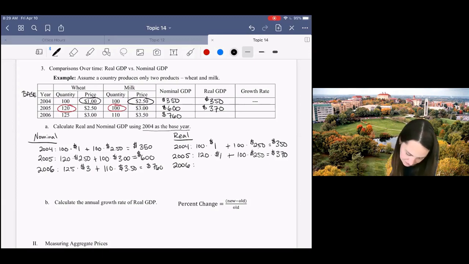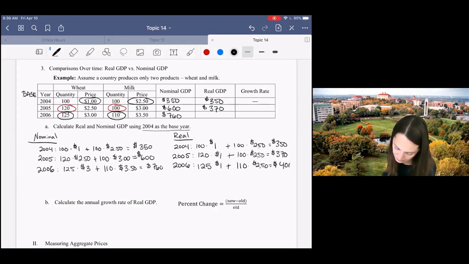Then for 2006, we'll do the same thing. We'll use the quantities from 2006 and the prices from 2004, from the base year. And we get 400.